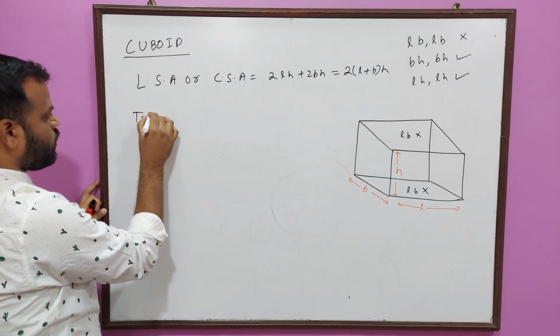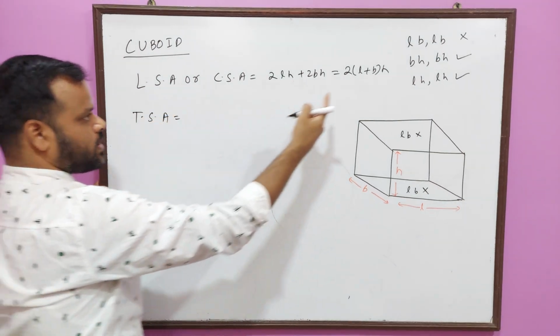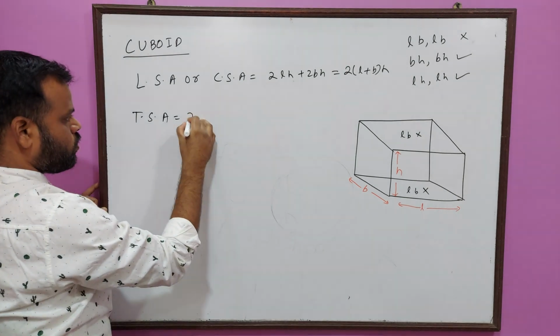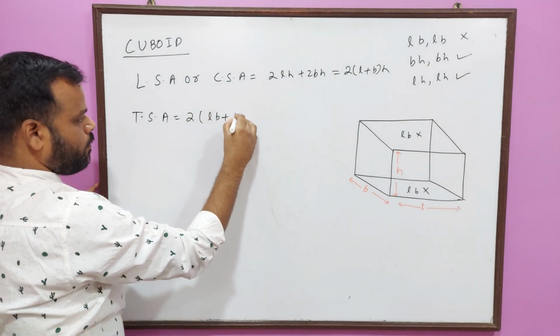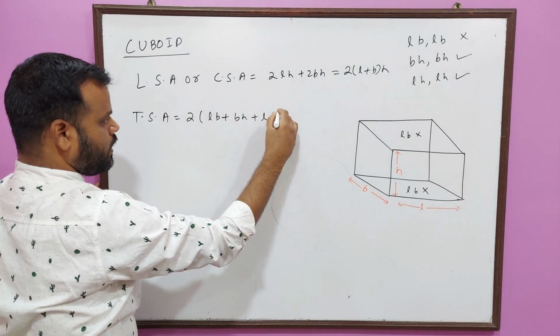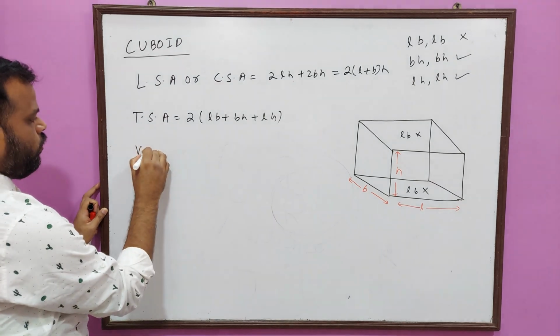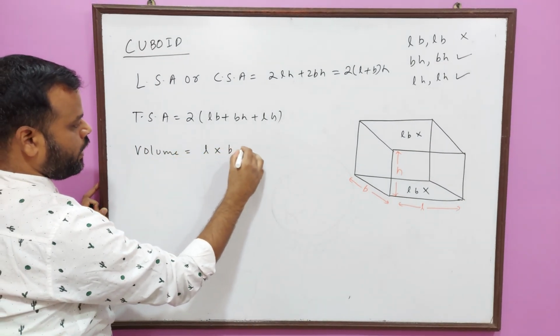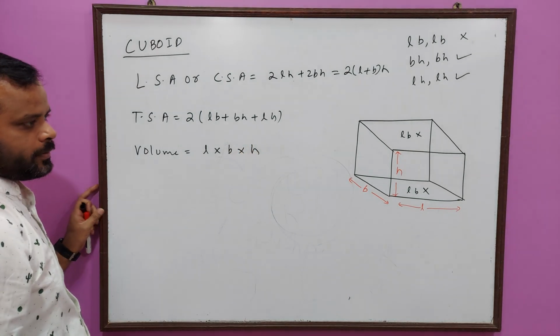Then we will go through the total surface area. Total surface area will be 2 LB, 2 BH, 2 LH. So 2 times (LB plus BH plus LH). Volume will be L into B into H.